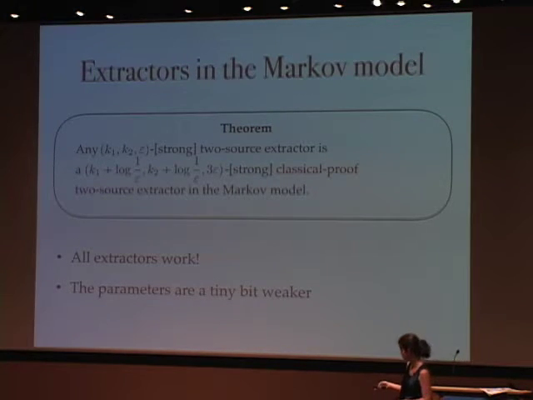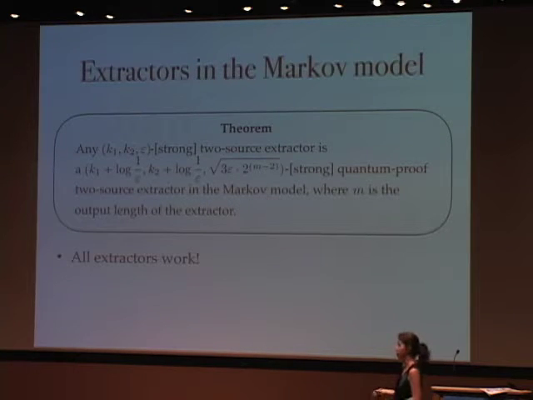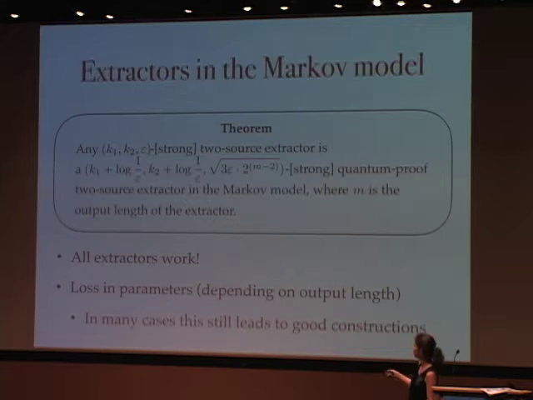Okay, but in general, all the extractors are also secure if we have classical side information that falls into the Markov model. Then we show the same for the quantum case. So also against quantum side information that falls into the Markov model, all extractors remain secure, but now the parameters are a bit different. So the entropy is still the same as in the classical case, but now the error term gets bigger in this way. It's the square root of 3 epsilon times 2 to the m minus 2, where m is the output length of the extractor.